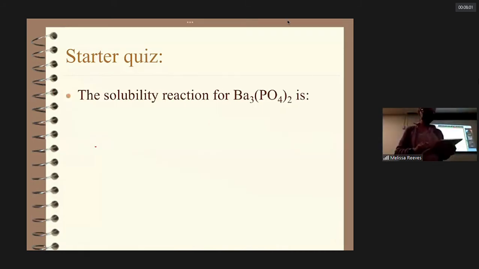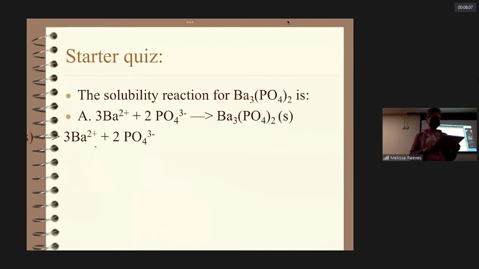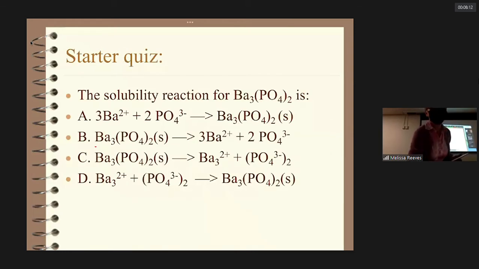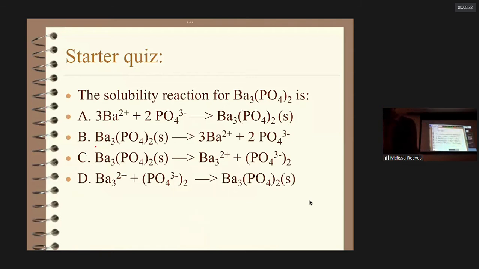The solubility reaction for barium phosphate is, we got four choices here. All right. This is all about that balancing the chemical reaction. You need to be able to write it, you need to be able to balance it.